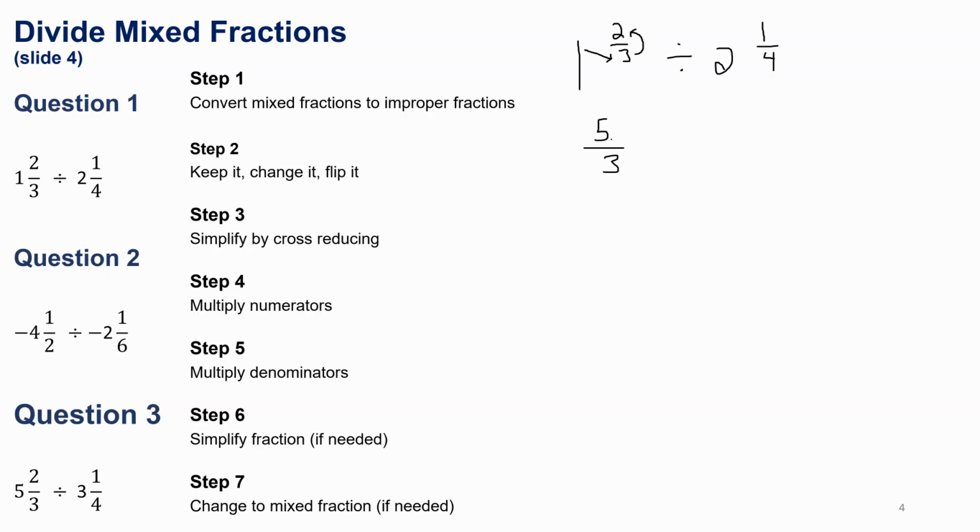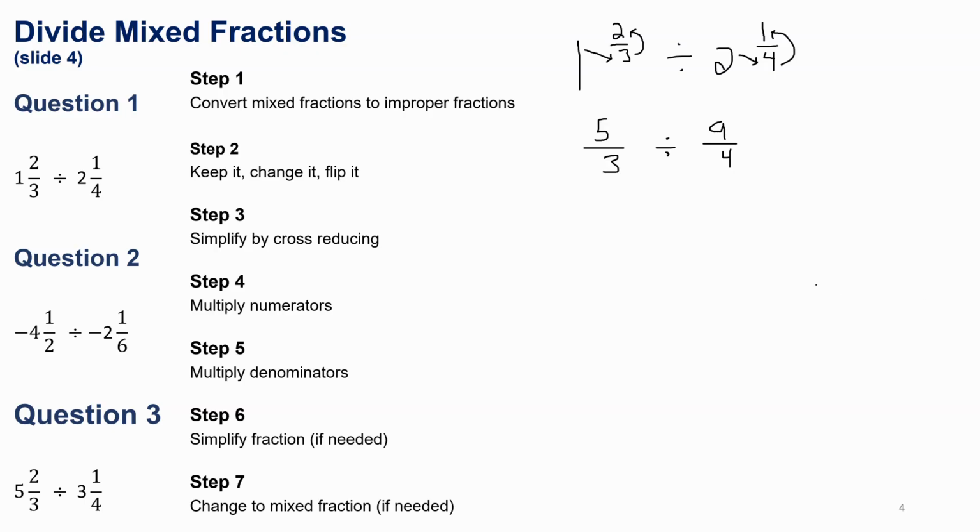In other words, we have 5 total pieces, and each of the wholes had been divided into thirds. Then the division sign, and then we change 2 1/4. So I multiply 2 times 4, and then add that to 1. 2 times 4 is 8, plus the 1 is 9. So we get 9 over 4 for that fraction.